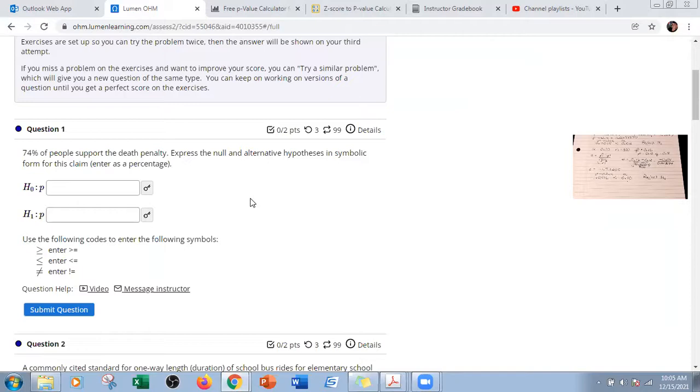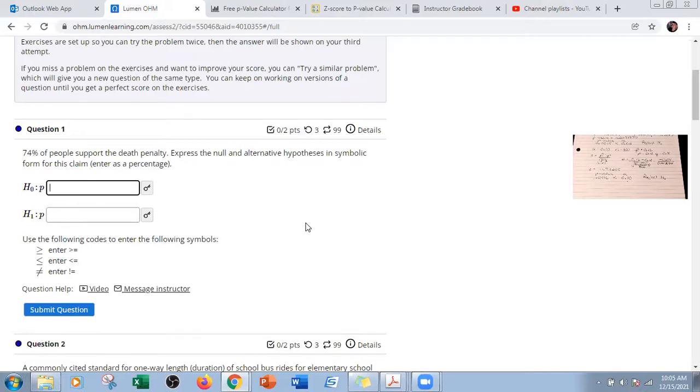Express the null and alternative hypothesis in symbolic form for this claim. So when you see something like this, Stephanie, what are you thinking about writing for your null hypothesis? What might you put? The 74%. Okay, and how would you write that in here? Because we have our P, which is proportion.